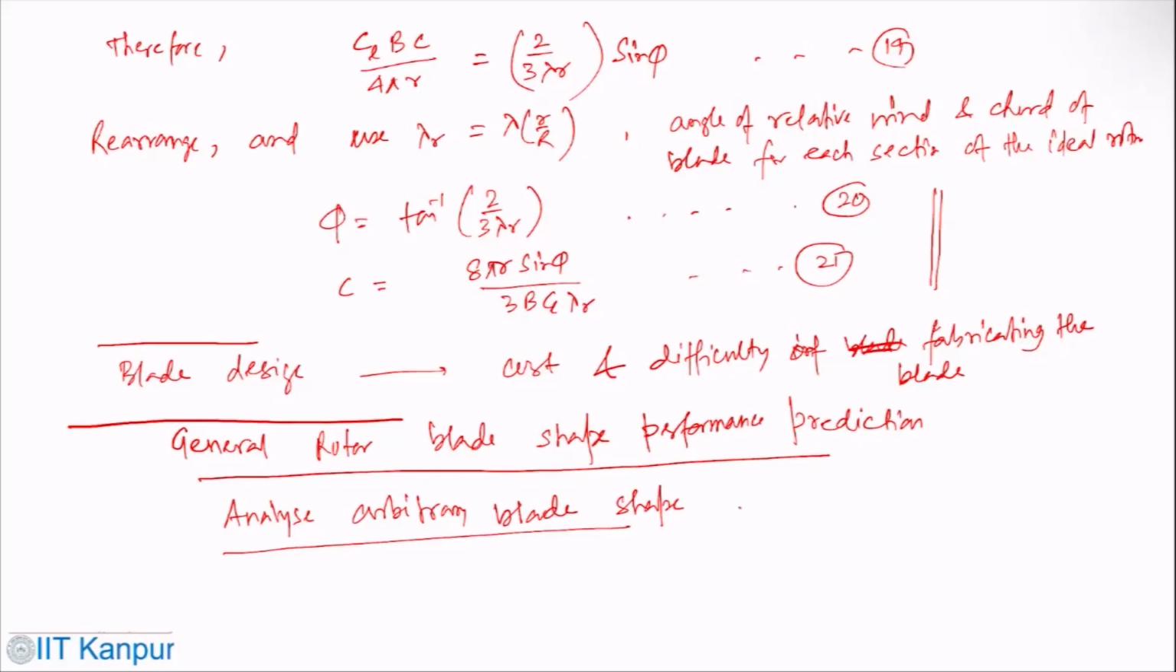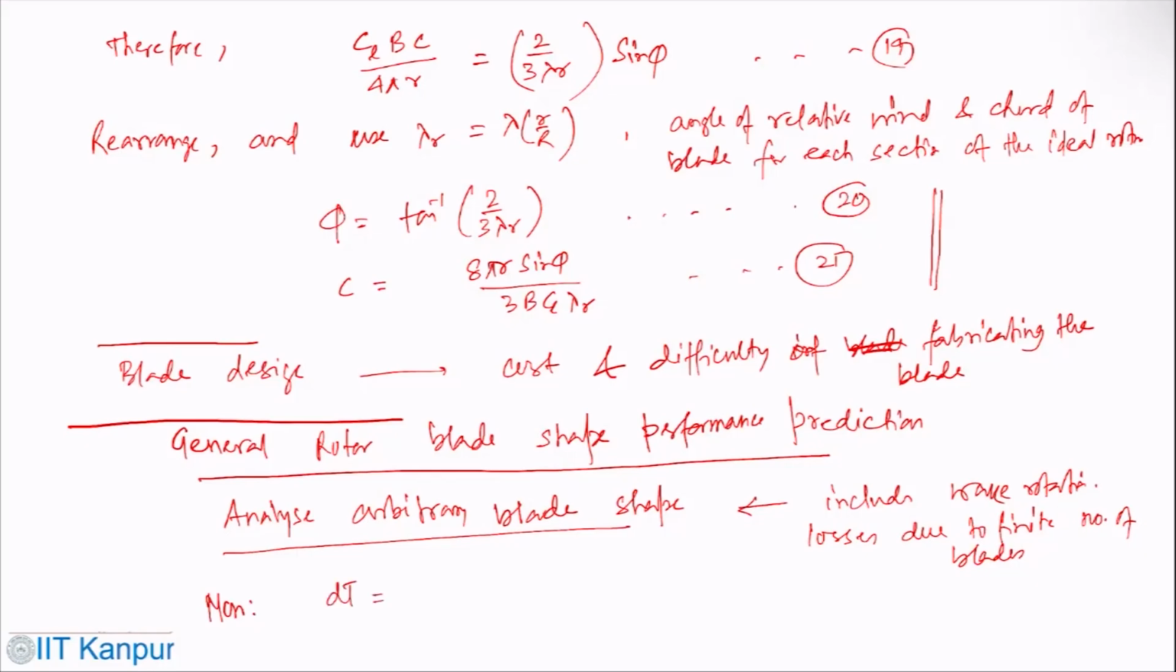This obviously includes wake rotation, losses due to the finite number of blades, and off-design performance. So these are the things which we will consider here. So now we would again recall those equations which you have from momentum theory.